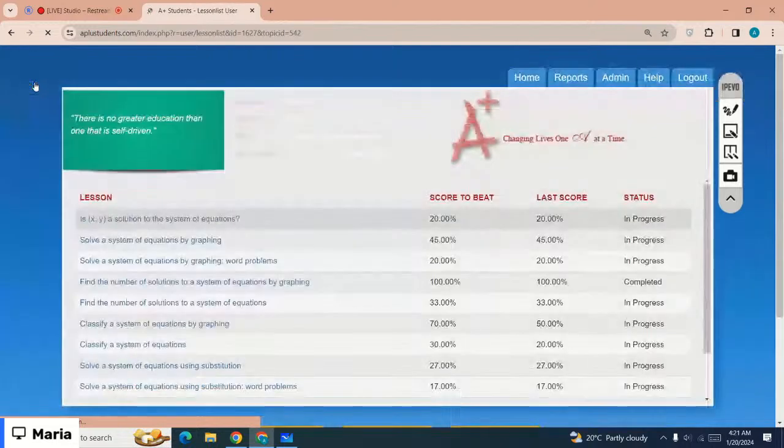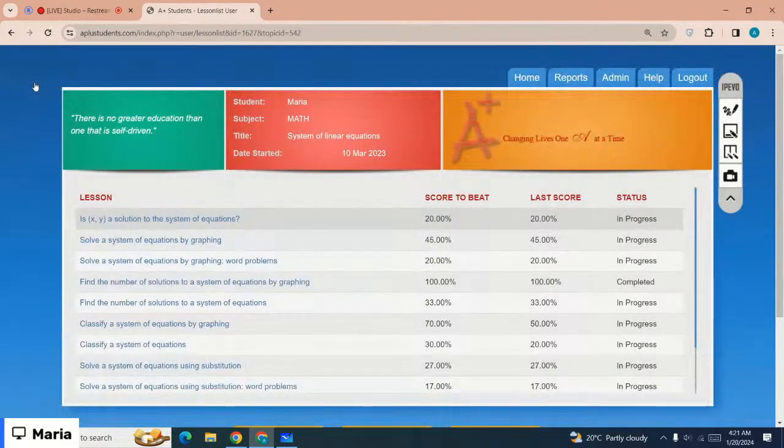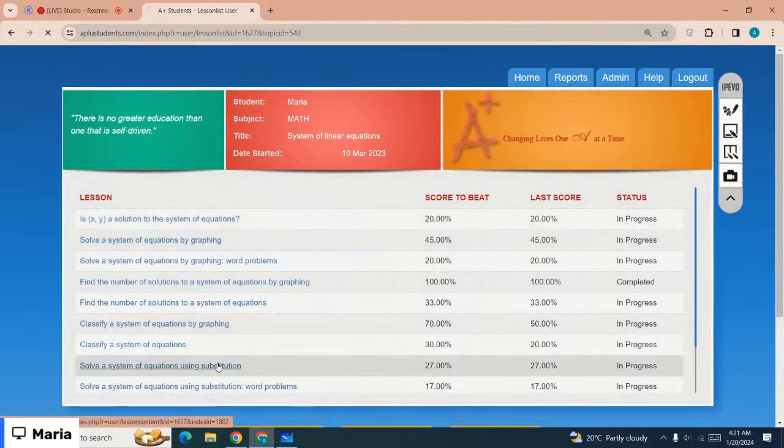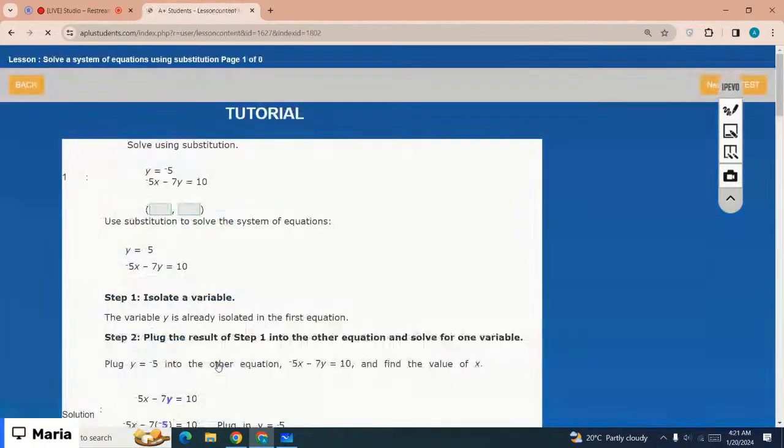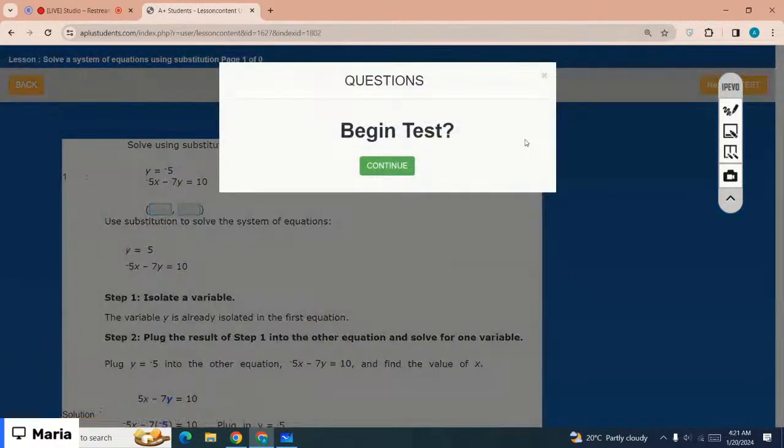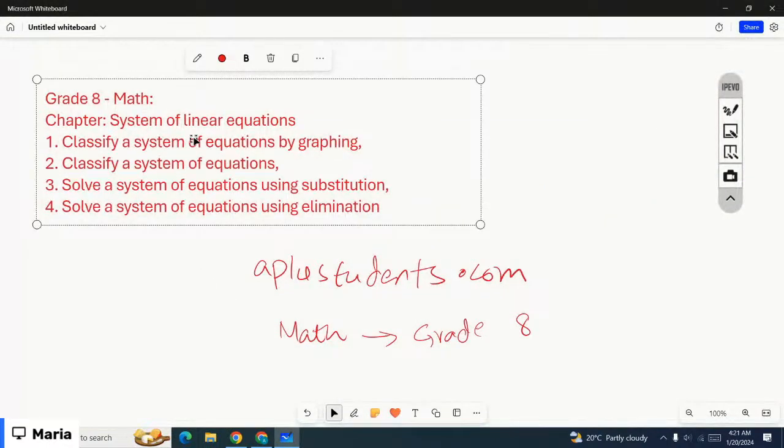Solving the system of equations by using substitution. Solve a system of equations using substitution. Let's just start with an example, right? And start with test questions. This one is already solved. You can have a look at this one later today, right?